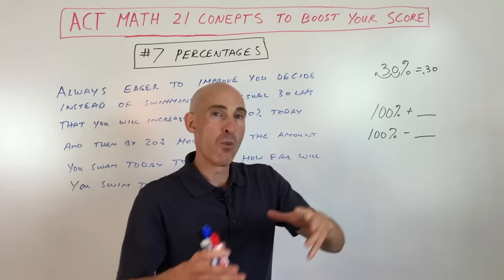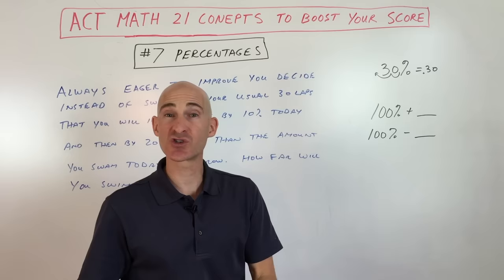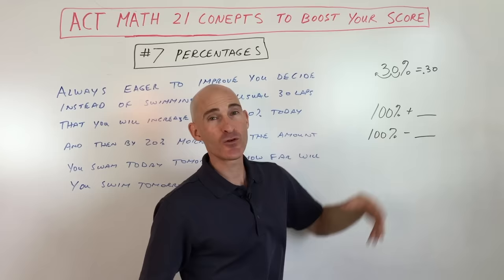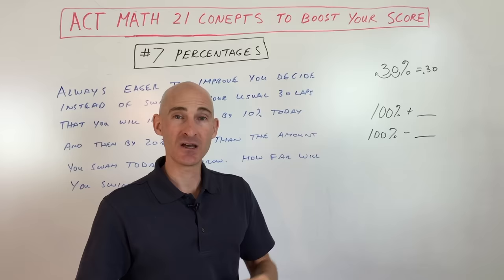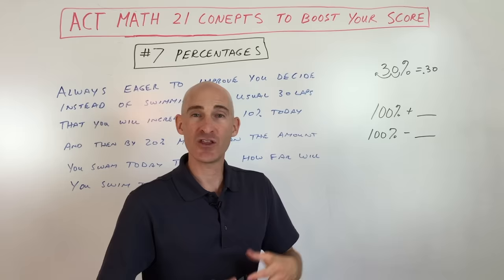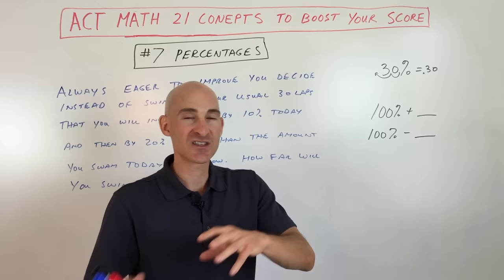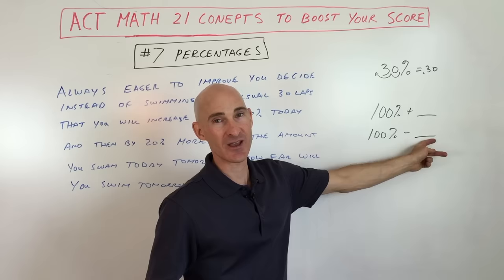So for example, if you go to a store and everything's 30% off, instead of focusing on the 30%, focus on the 70% that you're actually going to pay for the item. So you could take an item that's $40, multiply it by the 70%, and then you know exactly what you're going to pay. Instead of figuring out what you're saving and then subtracting it from the original amount, this allows you to do it in one step by focusing on 100% minus the 30%.